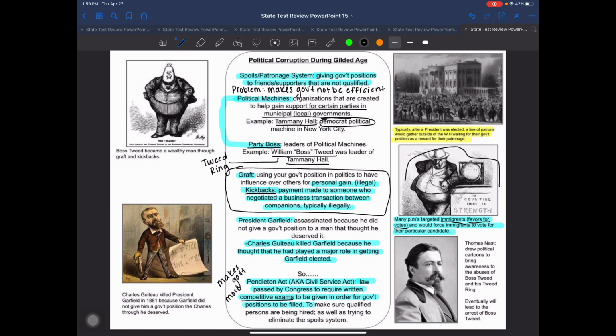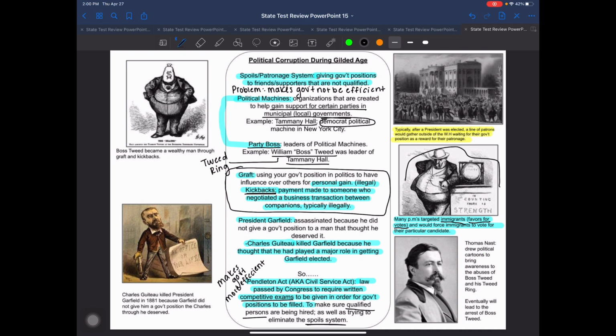What this does is it actually makes government more efficient, because government officials have to actually be qualified for the jobs that they're given. So if they're qualified, they know what they're doing, and they're actually going to do their jobs well. So I'm going to kind of underline that right here to make sure that qualified people are the ones that's being hired. And this is going to try to help eliminate the spoils system.